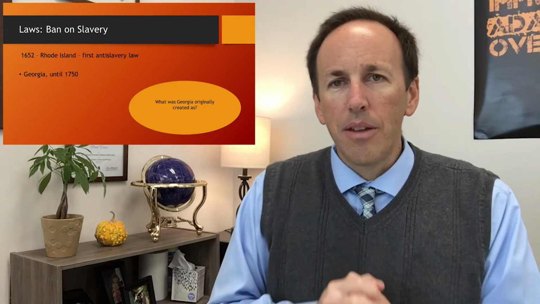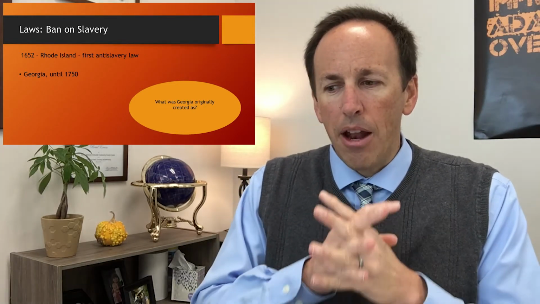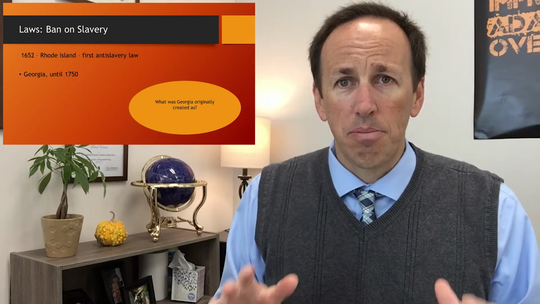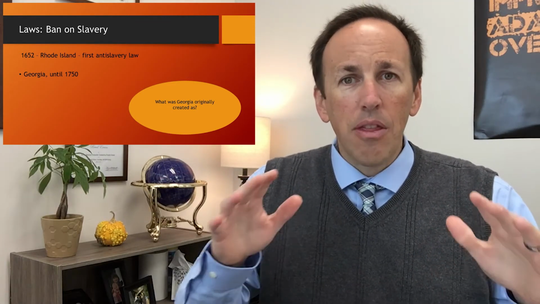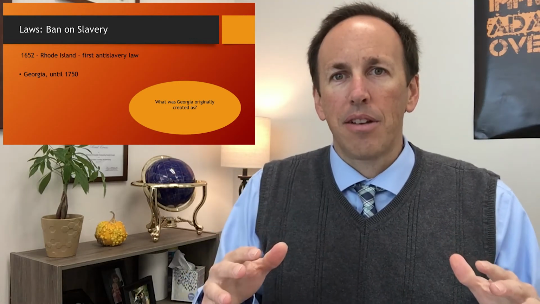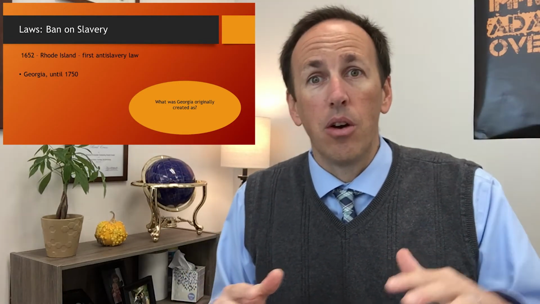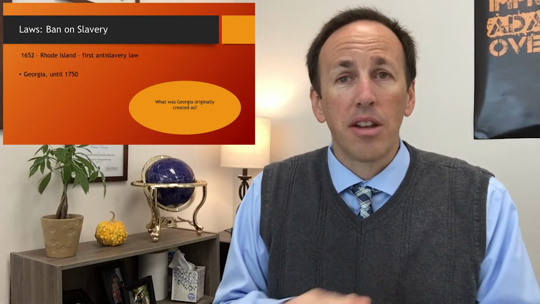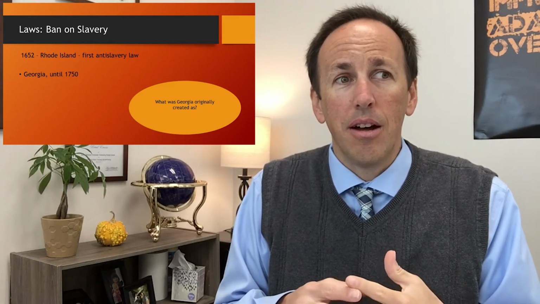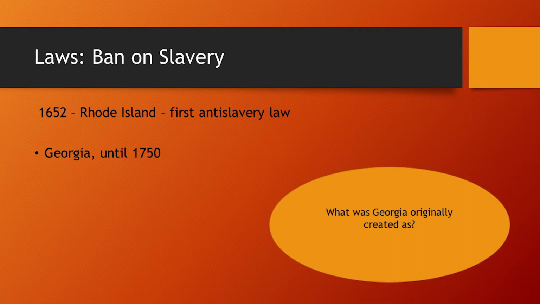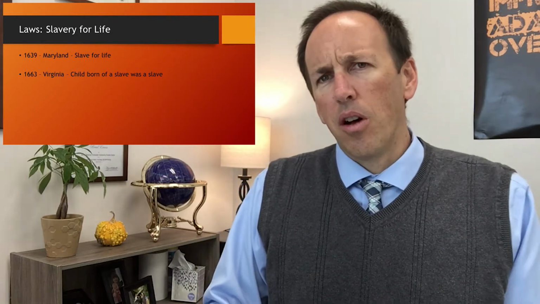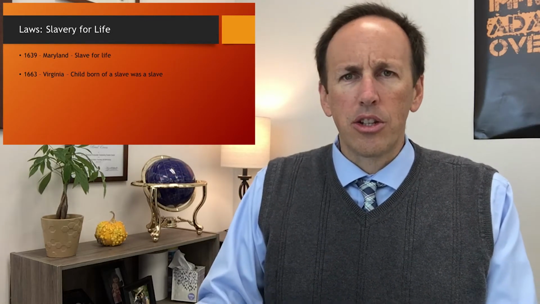Okay, so in 1652, you've got laws that are banning slavery. This is before the United States, over 100 years before there is a United States. And there's already places that have slavery and places that want to ban it. In Georgia, it was a debtor's colony, so there's no slavery allowed since its origin, and that'll maintain itself up until about 1750.